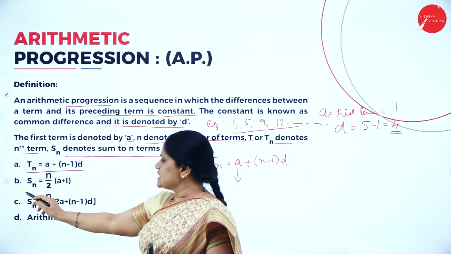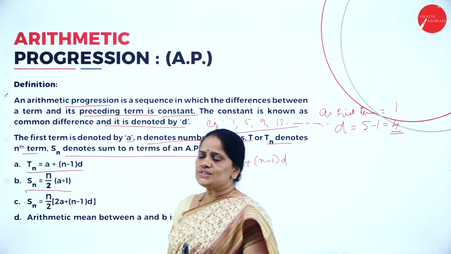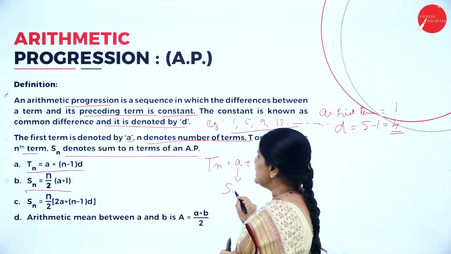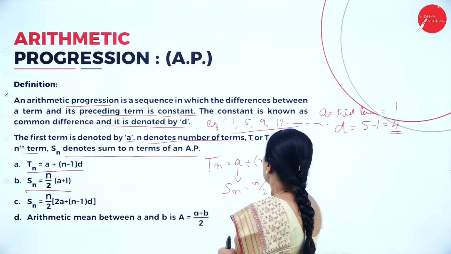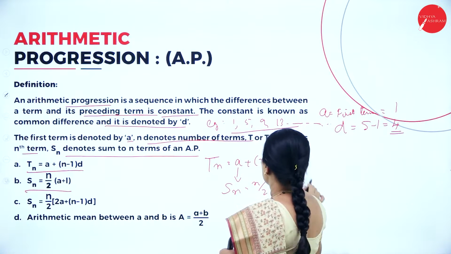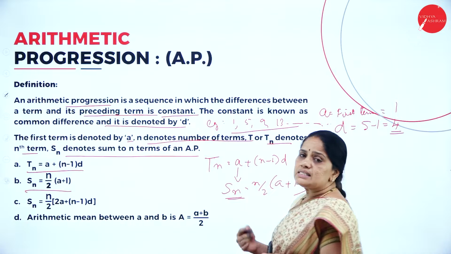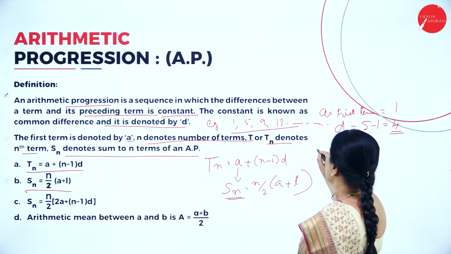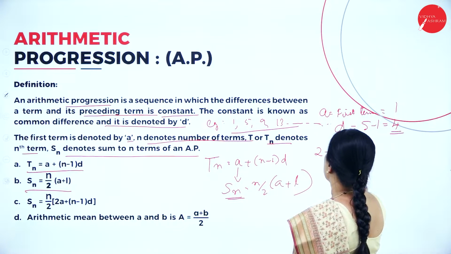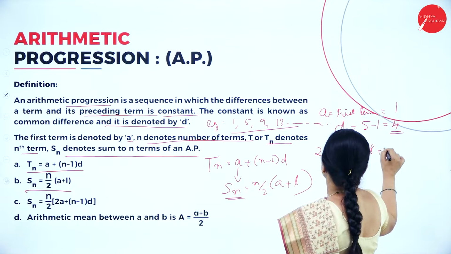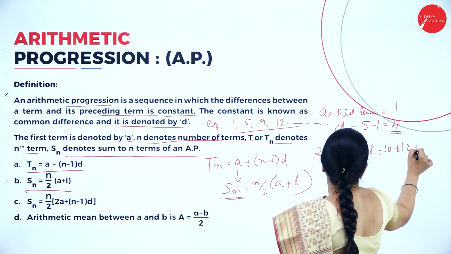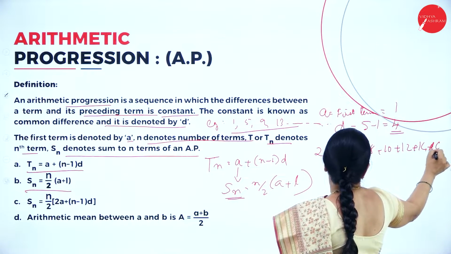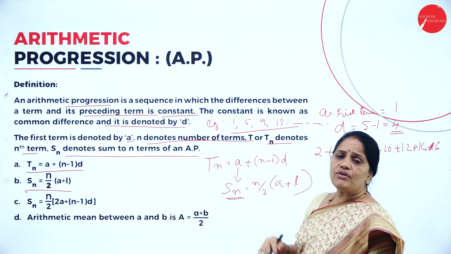Then we have this formula here. Now what is this formula? Sn equals n by 2 into A plus L. So here Sn means the sum of the terms. Suppose I write 2 plus 4 plus 6 plus 8 plus 10 plus 12 plus 14 plus 16. So I want an addition of all these terms.